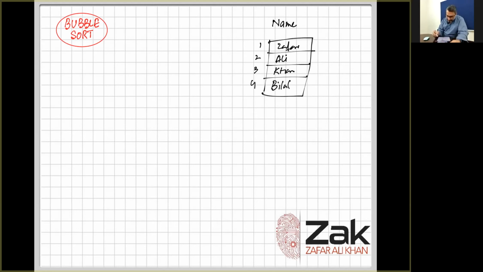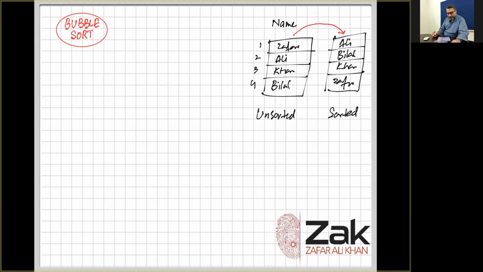This is unsorted, and then if we sort it, Ali would come first, and then Bilal, then Khan, and then Zafar. So this transition from this to this means unsorted to sorted. This is what we are going to do.